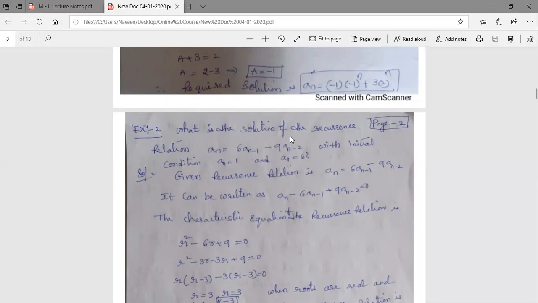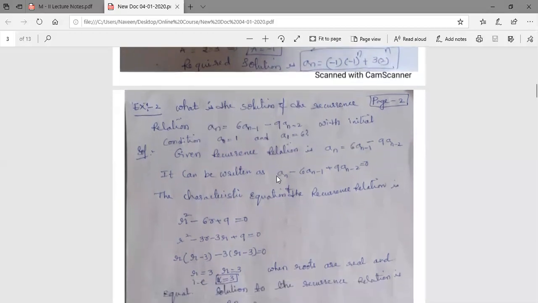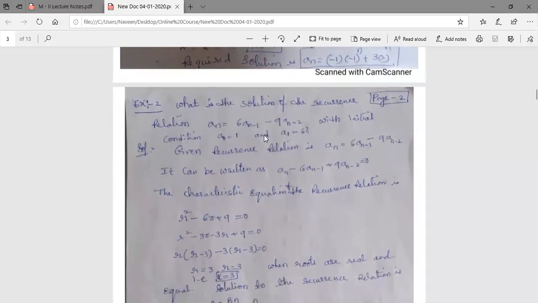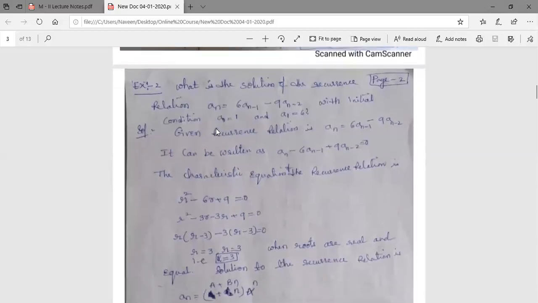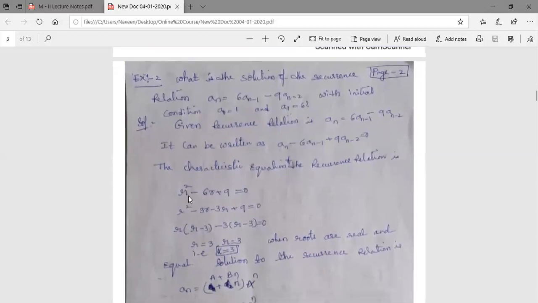It is in the form an is equal to c1 an minus 1 plus c2 an minus 2 plus so on plus ck an minus k. It is a linear homogeneous recurrence relation of degree 2. Now the first step is to write the characteristic equation of this recurrence relation. It becomes r square minus 6r plus 9 is equal to 0.